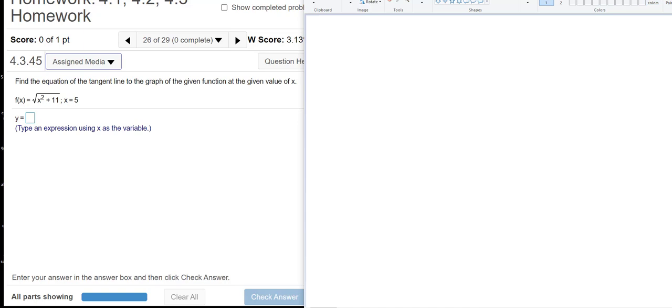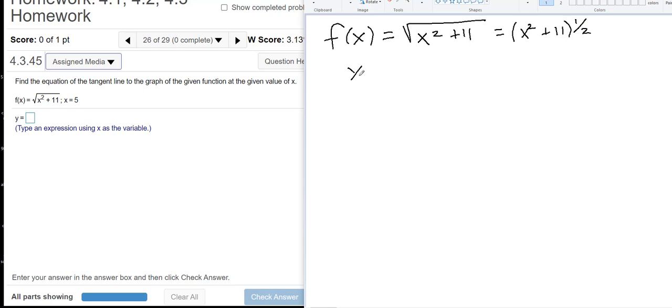Number 26, find the equation of the tangent line to the graph of the given function at the given value of x. The function is given as f of x equals the square root of x squared plus 11, and I'm going to go ahead and write that, x squared plus 11 to the 1/2 power, and they give us an x value of 5. Now, to write the equation of a line, we need a slope and we need a point.